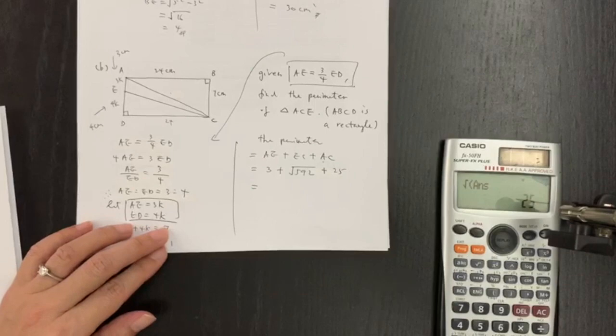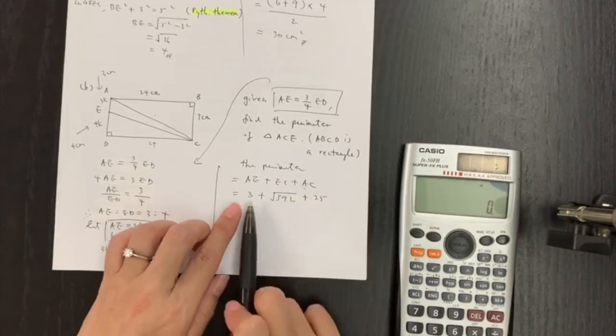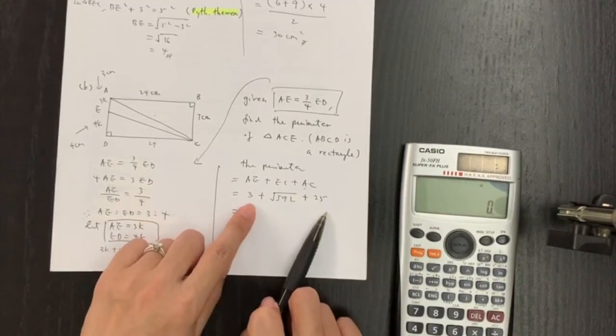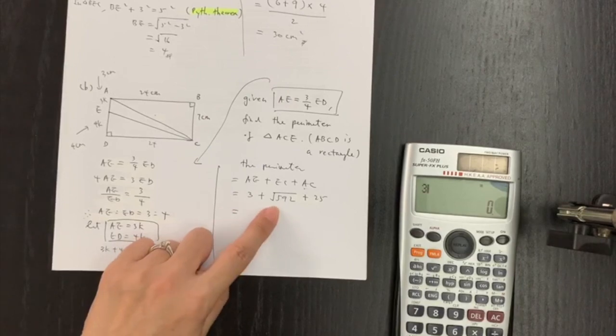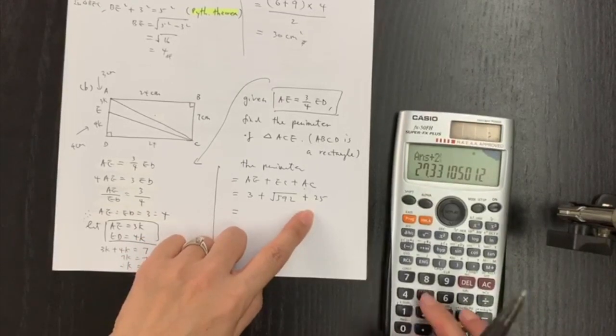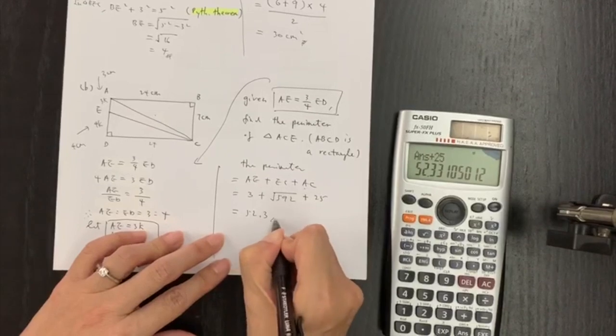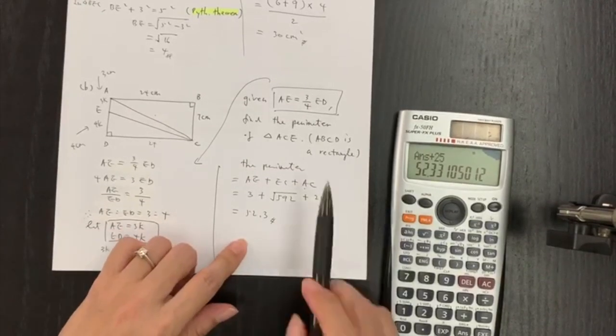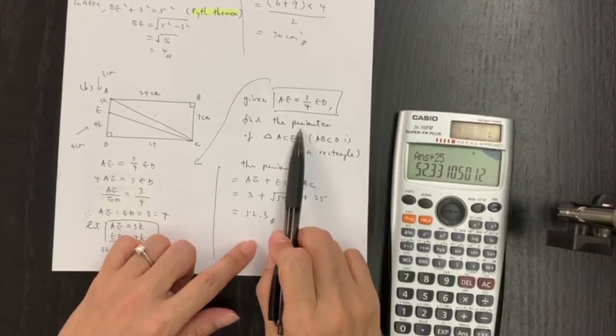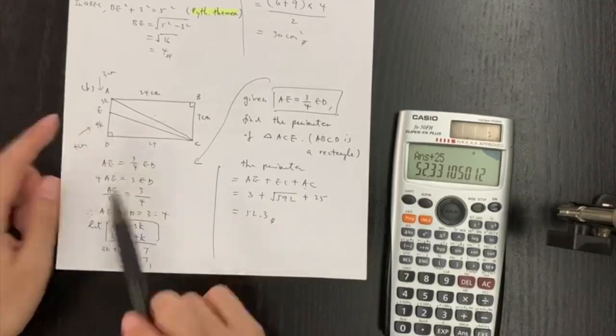Finally, we can use the calculator to work out the final answer. Here is 3 plus the square root of 592. Get your answer first, and then plus 25. 52.3 is the final answer for the perimeter in this diagram.